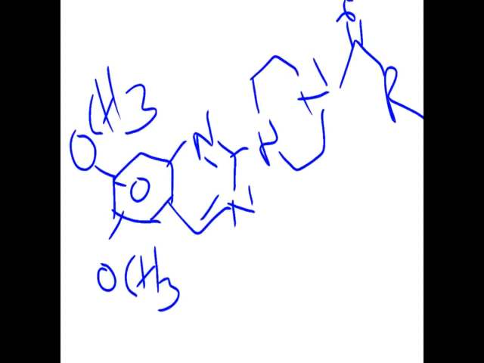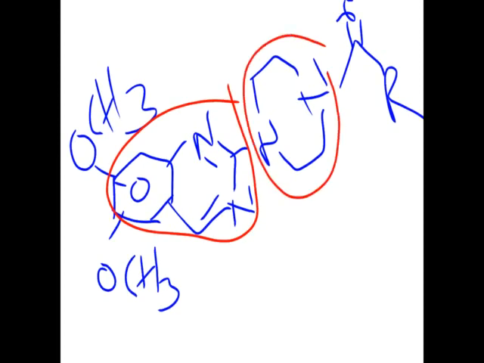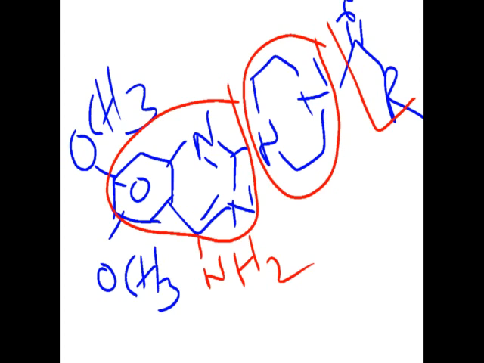Okay. So this ring is the quinazoline ring. This is the piperazine ring. This is COR, that is the acyl part. And to this quinazoline ring there is an NH2. So that is the complete structure of the drugs which come under the zosin class, the alpha 1 blockers.